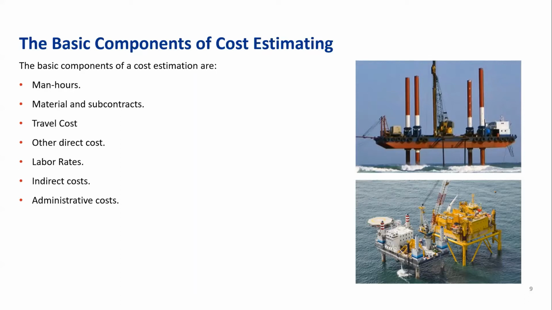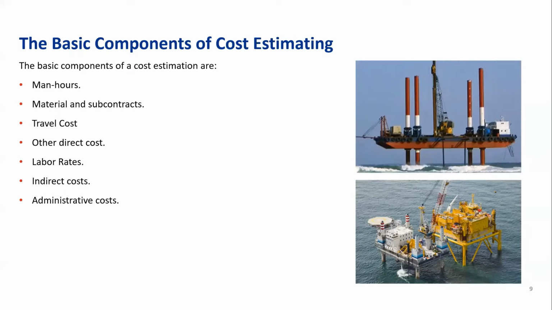Material represents the material cost, and this is given by the market. Each estimator sends RFQs, requests for quotation, to different vendors in order to secure a material price. Travel cost is the terminology for any transportation, either for equipment or personnel. Other direct costs: all of the above three, the man hours, material, and travel costs, are considered direct, and other direct costs are non-significant direct costs, such as training. The labor rates are the rates that we apply for each man hour in order to convert it to cost.